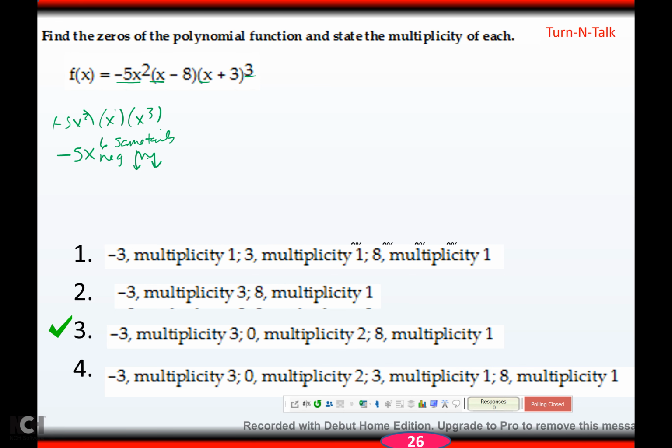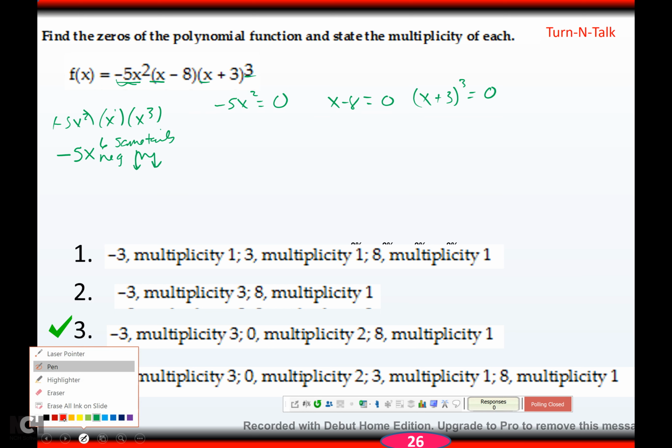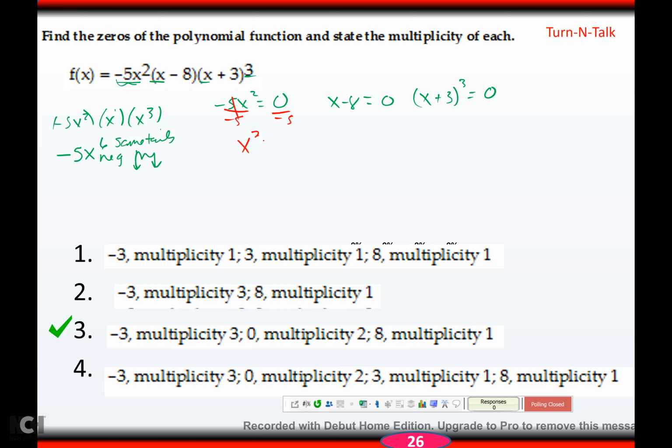Okay, my zeros, set each factor to 0. Negative 5x squared equals 0, x minus 8 equals 0, x plus 3 cubed equals 0. If I solve these, divide by negative 5, x squared equals 0, square root, x equals 0, multiplicity 2, which means it's even and it's going to touch and turn.